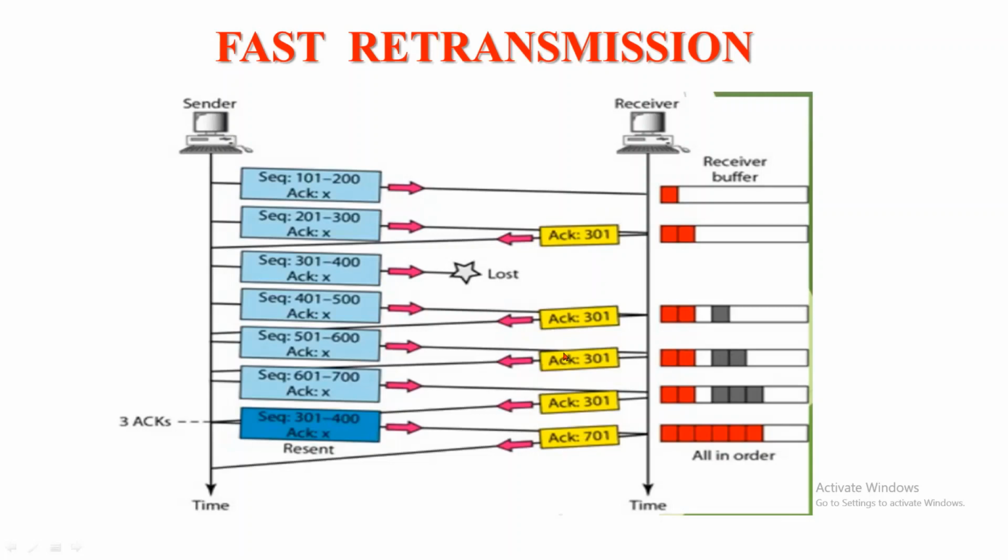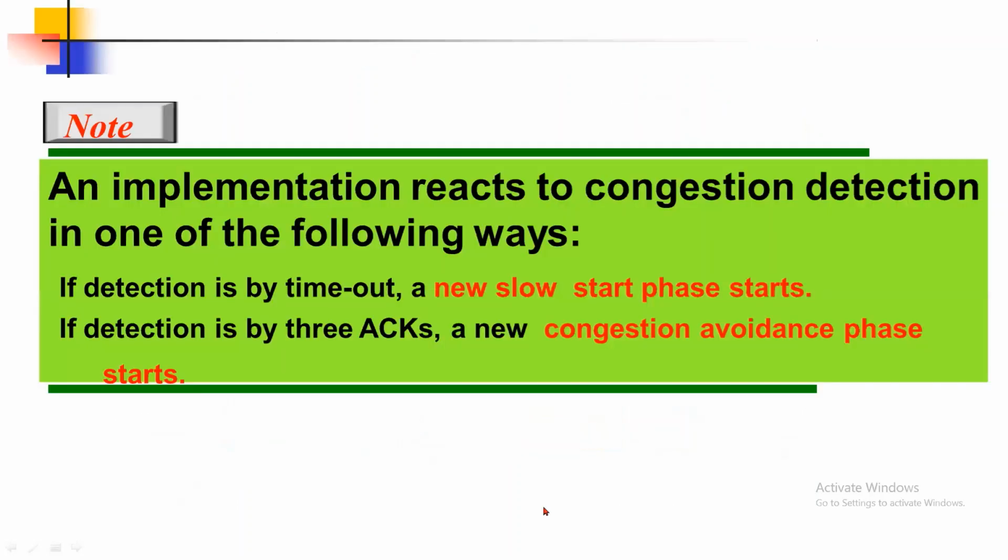So they have arrived out of order, and all will be arranged in order, and then sent to the application process on the receiver side. This concept is called fast retransmission. Fast retransmission means whenever 3 duplicate acknowledgements are received, instead of waiting for the timer to time out and then doing the retransmission, it immediately resends the missing or lost segment. So that is all about TCP congestion control.